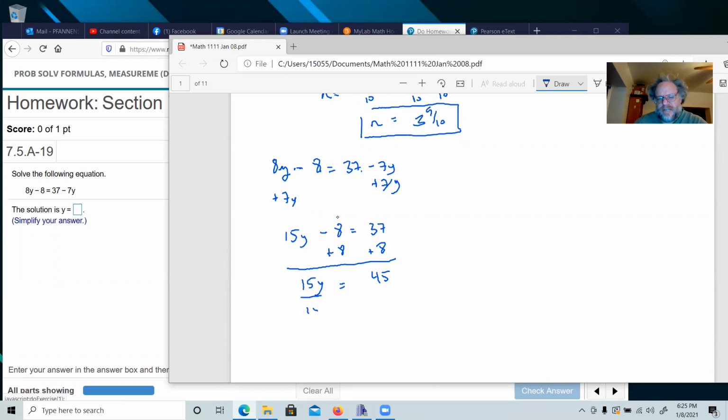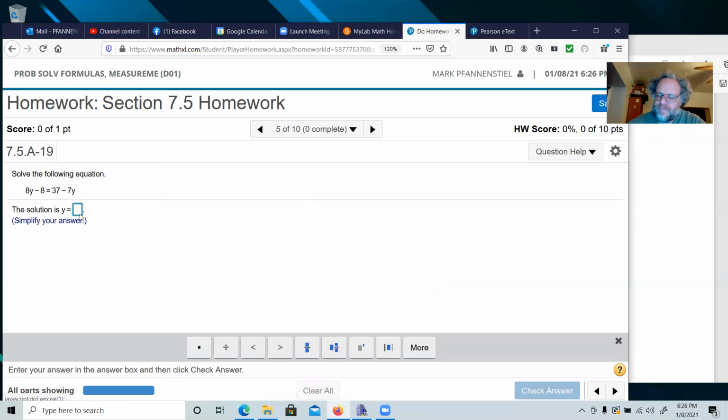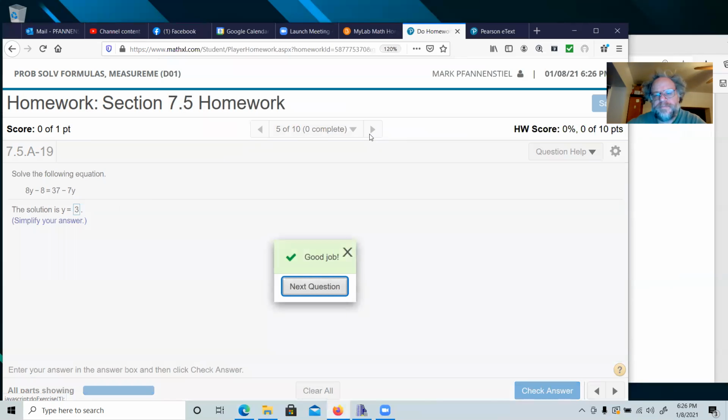This is nice, you don't have to do more work. We just end up with y is equal to 3, because we divide by 15, and 45 divided by 15 is 3. So we end up with y is equal to 3 here. Beautiful.